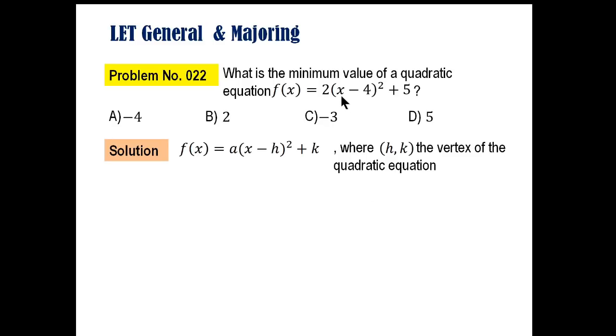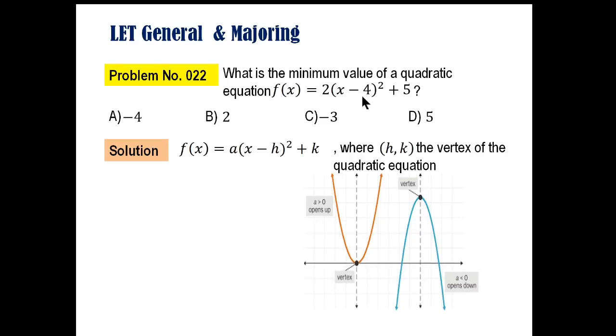So based on the given, we can easily identify the vertex of this quadratic equation, because we need the vertex to identify the minimum value. Take note that if a is greater than 0, the parabola opens upward, so we have a minimum point. If a is negative, the parabola opens downward, so we have a maximum. In this case, the given equation has a minimum value, so we will find that minimum value.